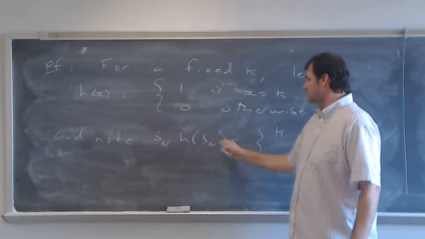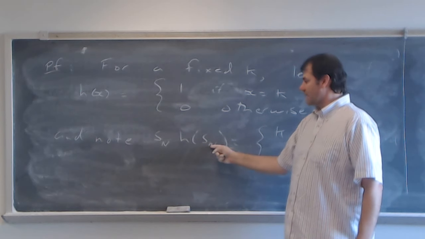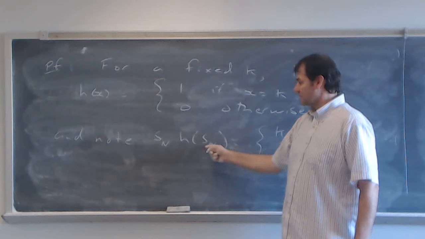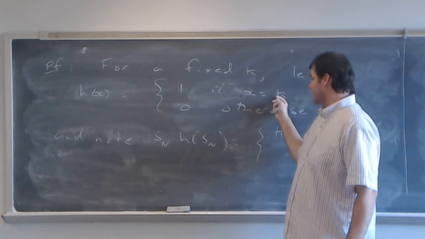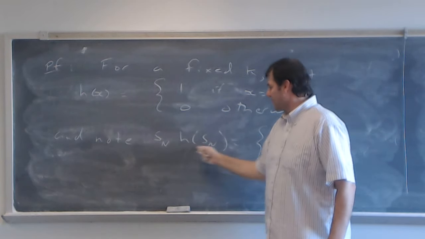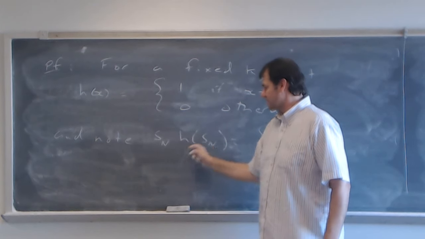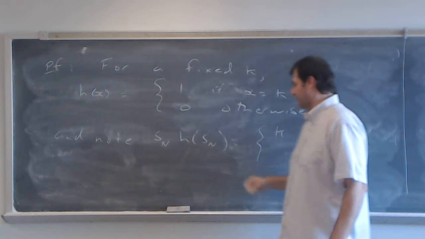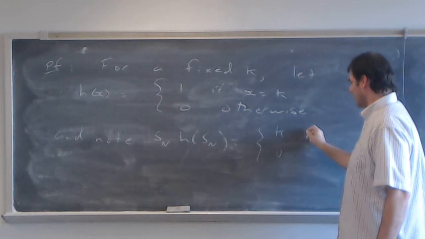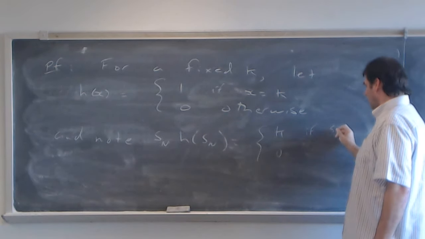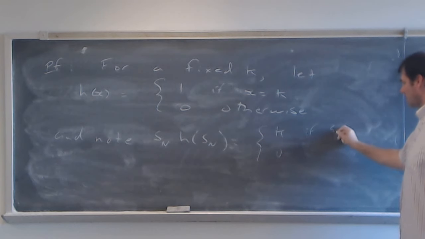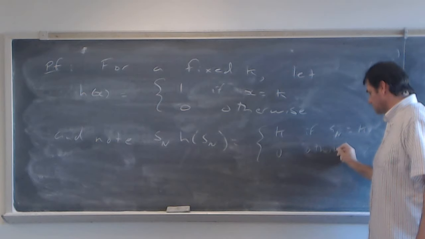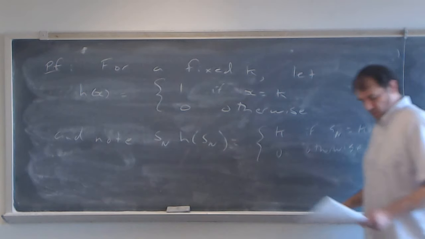Well, most of the time, h of something is just 0. The only time that it's not 0 is when it's 1, and the only time it's 1 is when S of N is equal to k. So it's 1 times S of N, but S of N has to be k for that to be 1. So it's k if S of N is equal to k, and it's 0 otherwise. Okay, that's what we have.